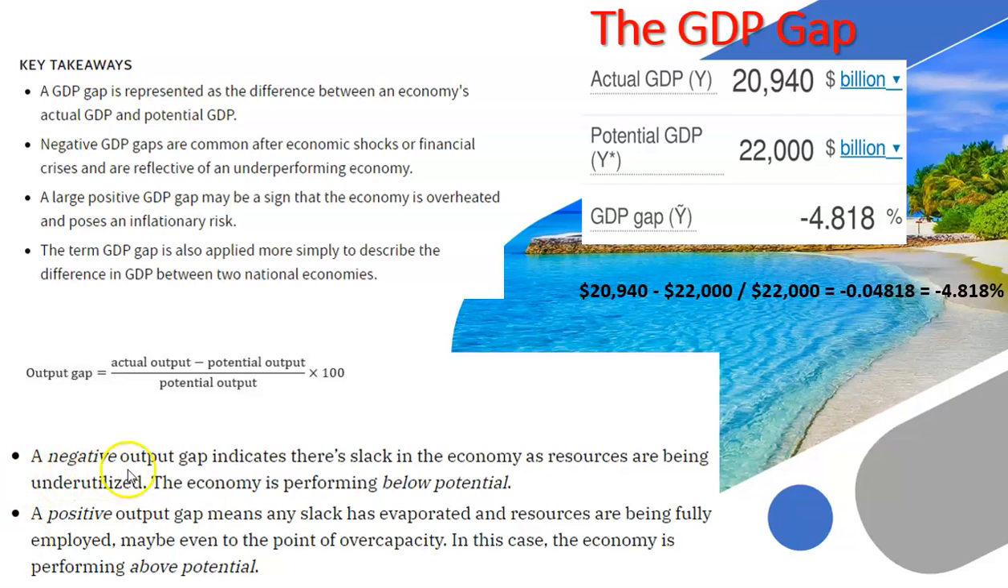So a negative output gap indicates there's slack in the economy. A positive output gap indicates that the economy is doing quite well and above that. And this is from our previous slide. So this is the GDP gap for you.